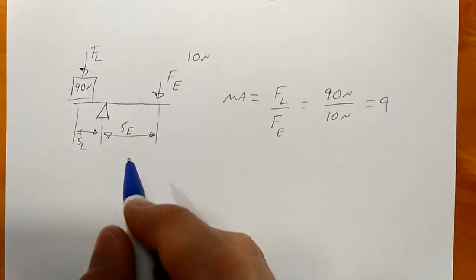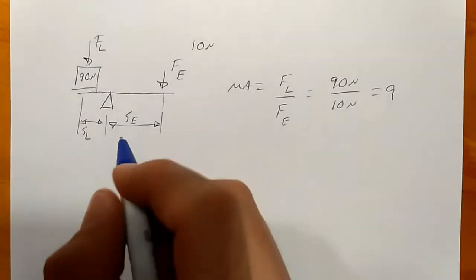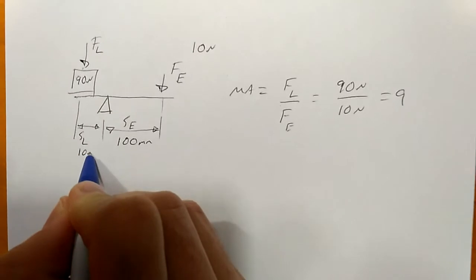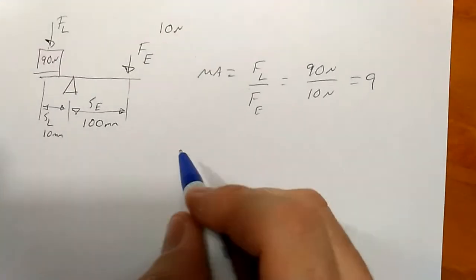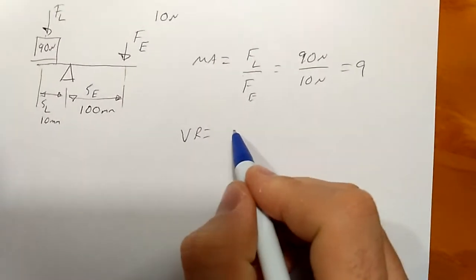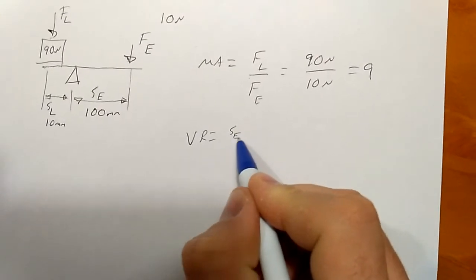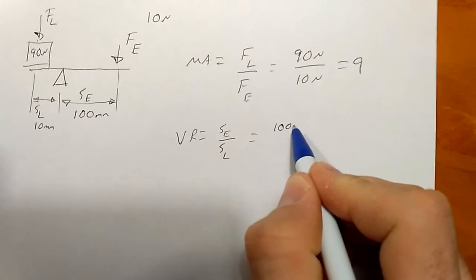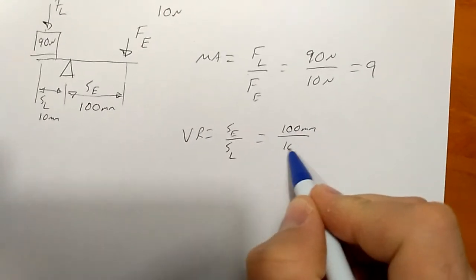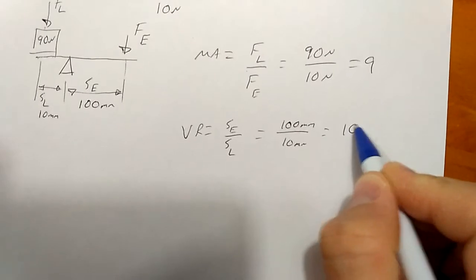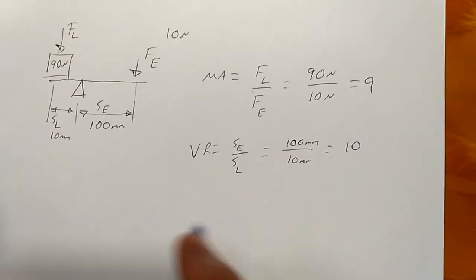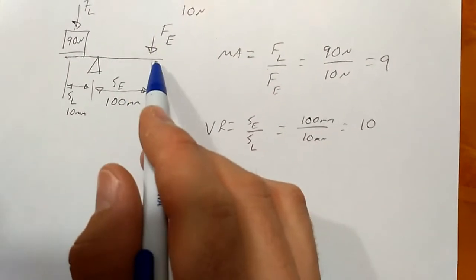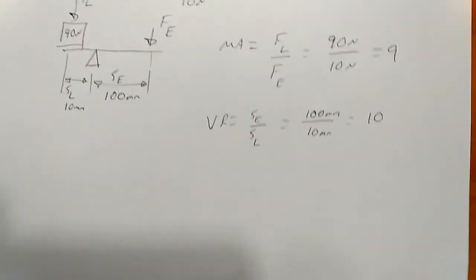Now let's check out this. So if this distance here was 100 millimeters and this was 10 millimeters, okay, then our velocity ratio is SE over SL, distance of the effort over distance of the load, which is equal to 100 millimeters over 10 millimeters, which is equal to 10.